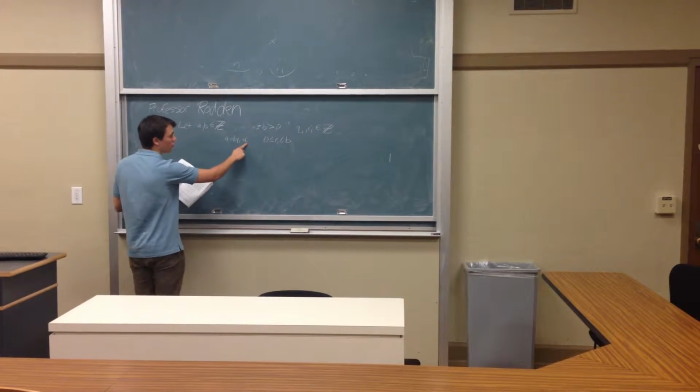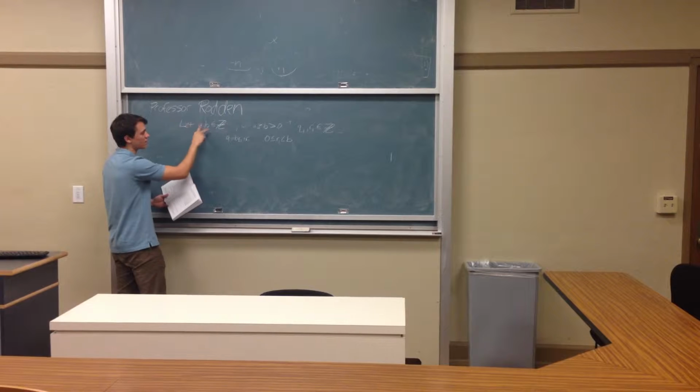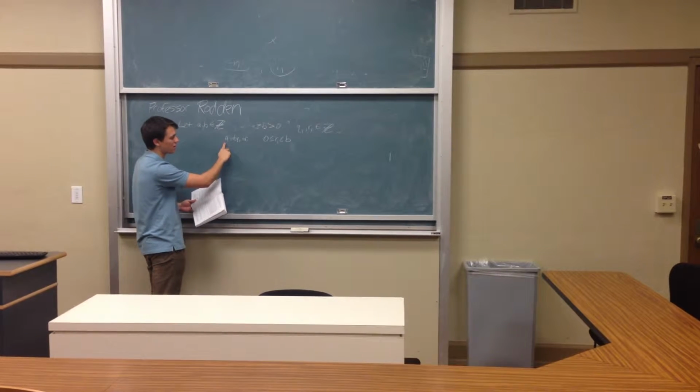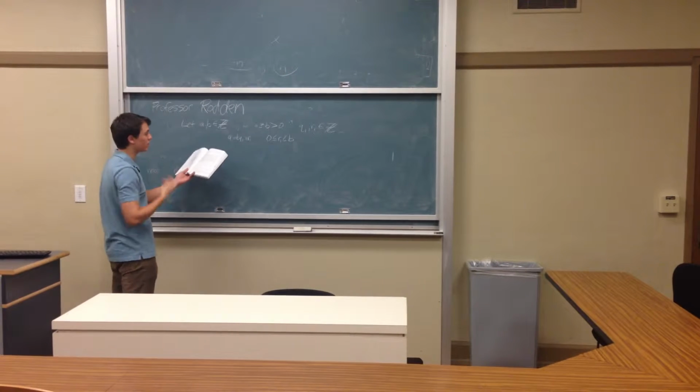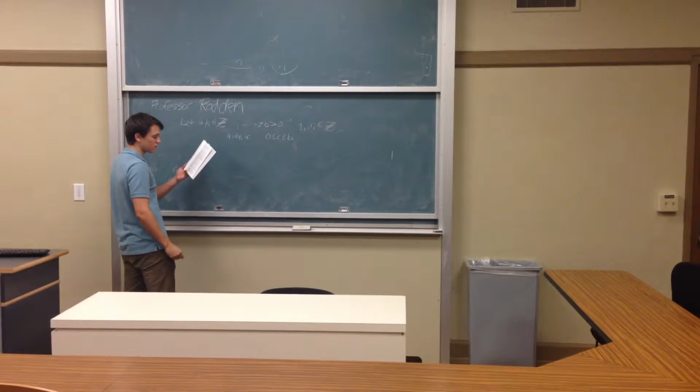If r1 is your remainder here, so you can think of a and b as a equals b times q plus a remainder. This is pretty much just division backwards.